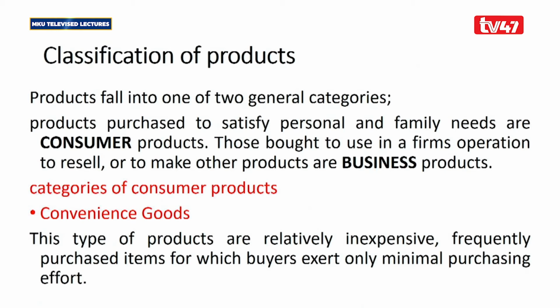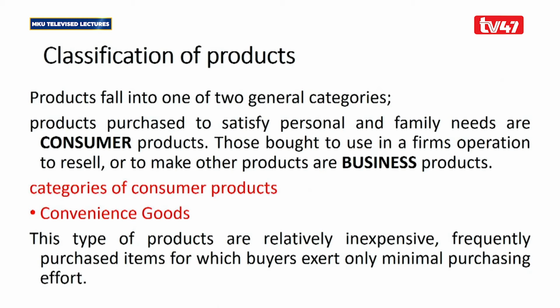And there are different categories of consumer products. Number one is the convenience goods. Convenience goods are goods that are not very expensive. Apart from not being very expensive, they are goods that are frequently purchased. And apart from this, the purchaser, the consumer, doesn't have to think a lot whenever making a purchase. They don't even have to make a lot of effort when it comes to purchasing these products.